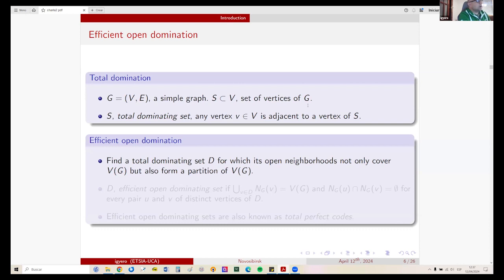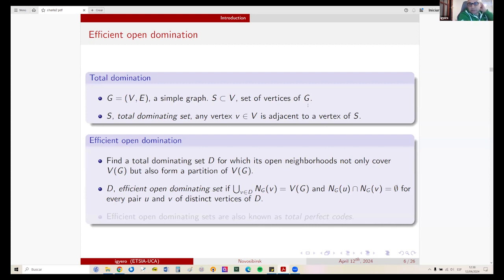So the idea is that now we will have a total dominating set in which the open neighborhoods of the vertices of this total dominating set not only cover the vertices of G, but also form a partition of the vertex set. Yeah, I mean, we have a set D, which is an efficient open dominating set, if the union of all these open neighborhoods equals the vertices of the graph G, and the intersection of any two open neighborhoods is empty. Yeah, this is for every pair u, v of distinct vertices of the graph G.